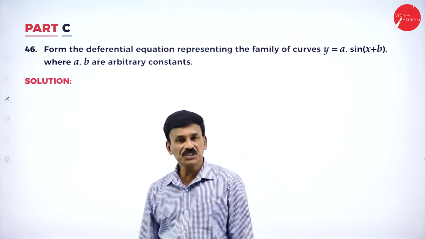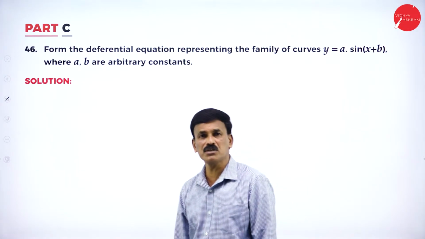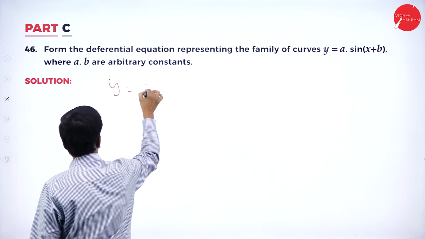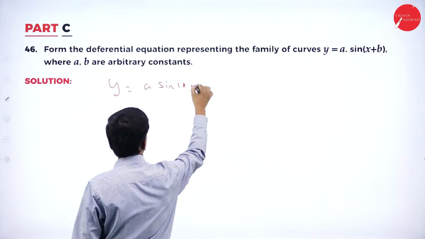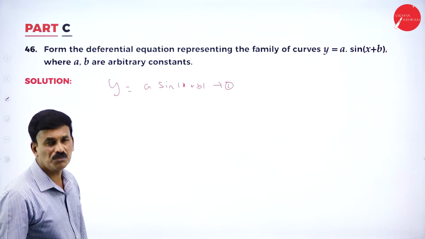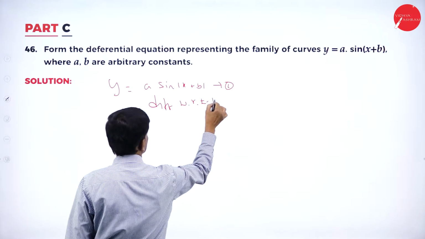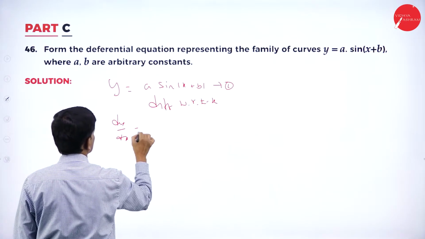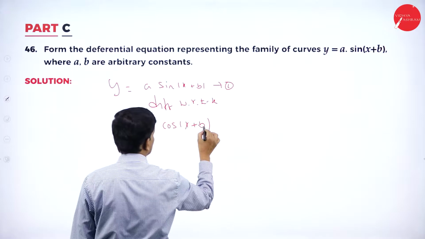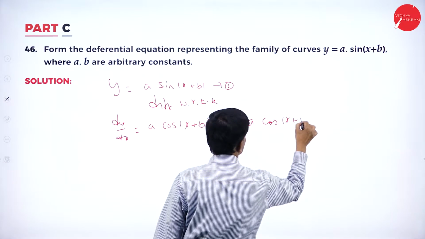Now, how to form a differential equation? Just eliminate the arbitrary constants. To eliminate the arbitrary constants, we are going to differentiate. Now, what is the given equation? Given y is equal to a into sine of x plus b. Let us represent this as equation number 1. So the intention is to remove a and b from this equation. Differentiating with respect to x, dy by dx is equal to a constant. Differentiation of sine is cos of x plus b into differentiation of inside function x plus b, which is 1. So, this is equal to a into cos of x plus b.